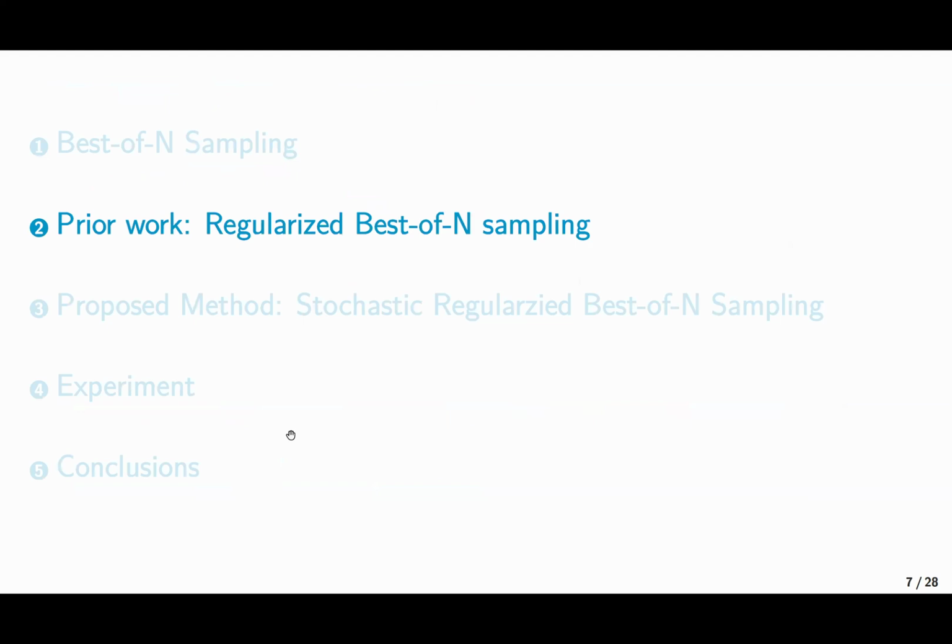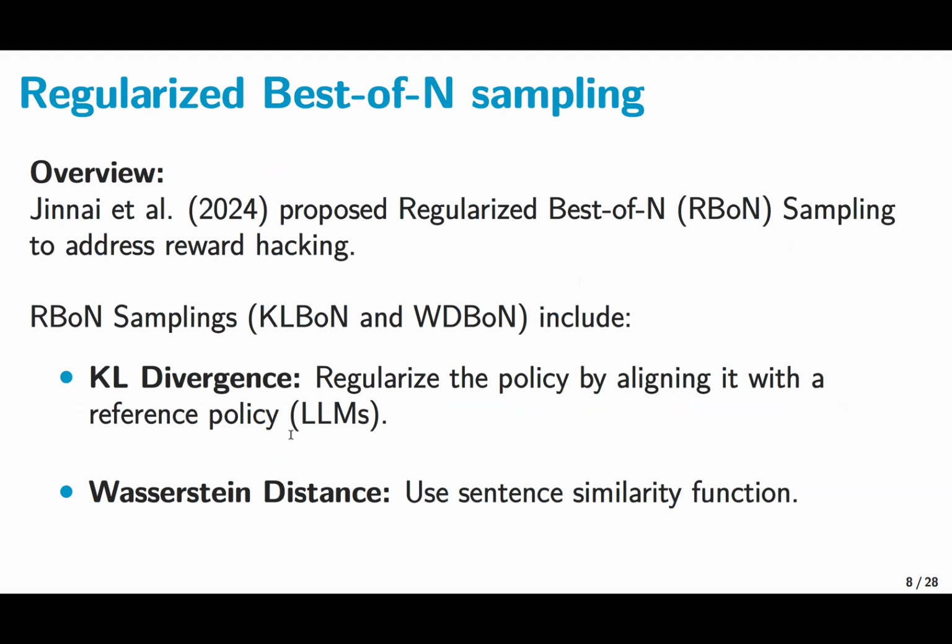To solve this limitation, Jinnai proposed regularized BoN sampling methods. There are two RBoN sampling methods. One is a KL divergence form, which regularizes the policy by aligning with the reference policy. The other one is a distance using a sentence similarity function, the Wasserstein distance. We're going to discuss this in detail in the next slide.